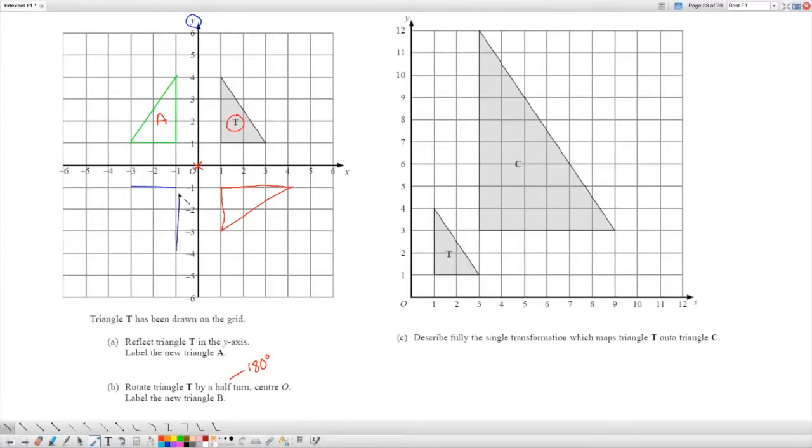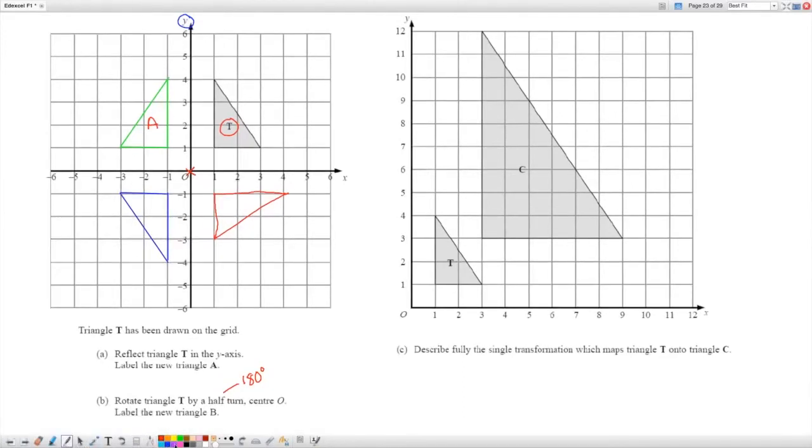across, here, and connecting. Label this new triangle B. So reminder, this would be 90 degrees, this here is 180 degrees.